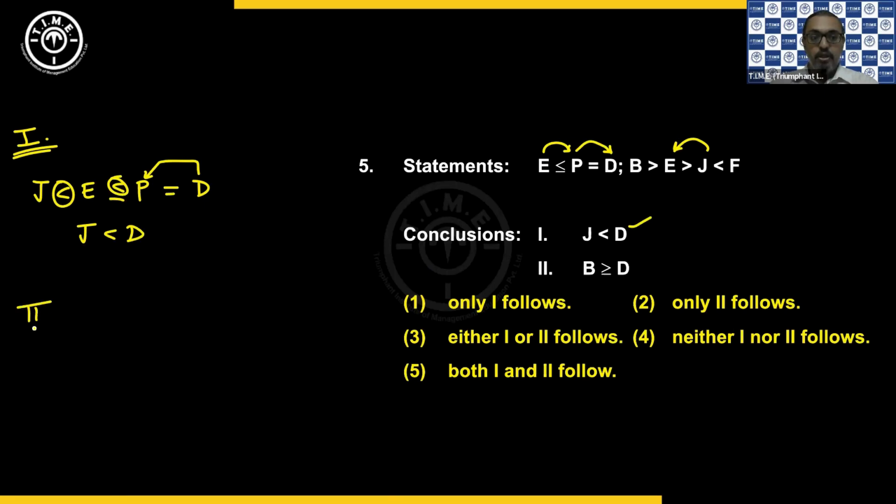Correct? Now coming to conclusion 2, we have between B and D. So I have B to E in the forward direction.